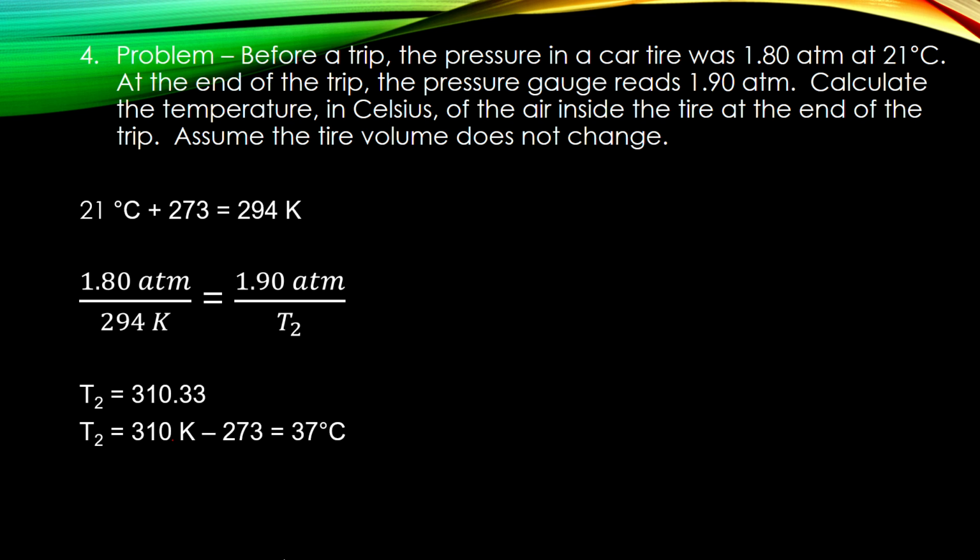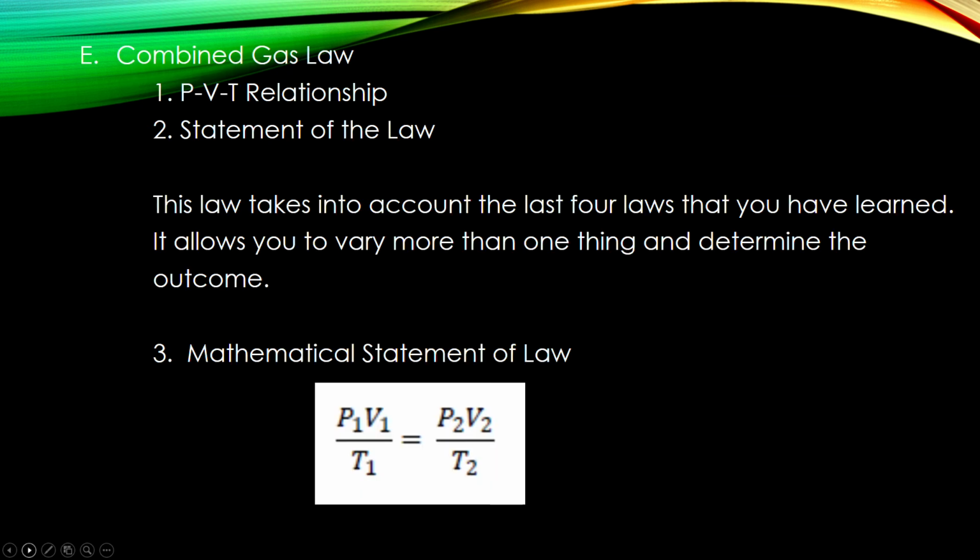All right, so up to this point, our gas laws have dealt with only 2 variables, but sometimes we can change more than one, and so let's look at when we involve all 3 variables. That leads us to what we call the combined gas law. The combined gas law shows the relationship between all 3: the pressure, volume, and temperature.